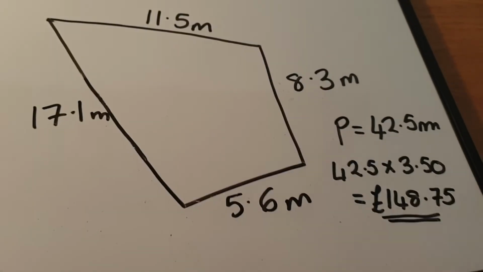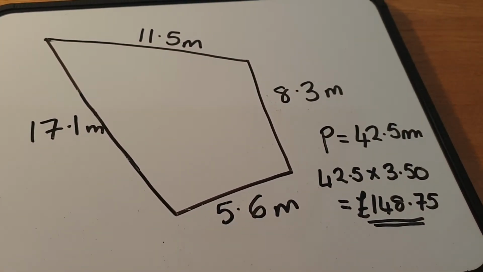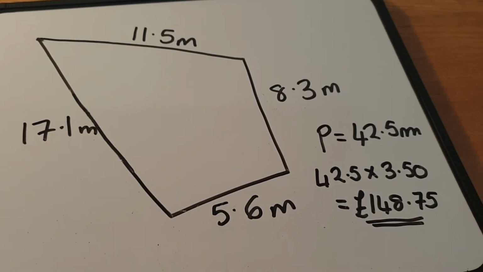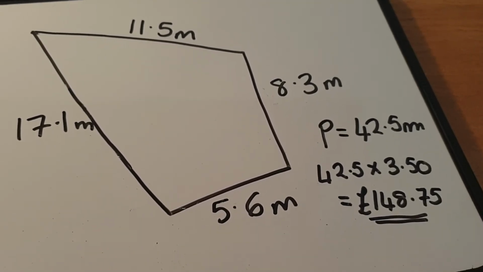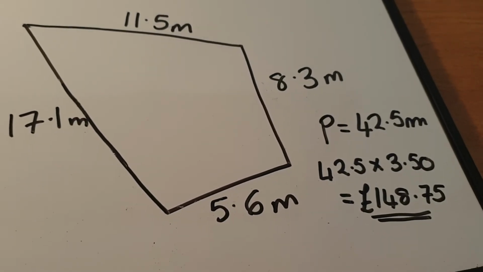Okay, so to calculate the perimeter of a shape, just add all the sides around the outside, and if you've got a cost per metre, you would just multiply the amount of metres you've got by that cost, and that would be your final answer.